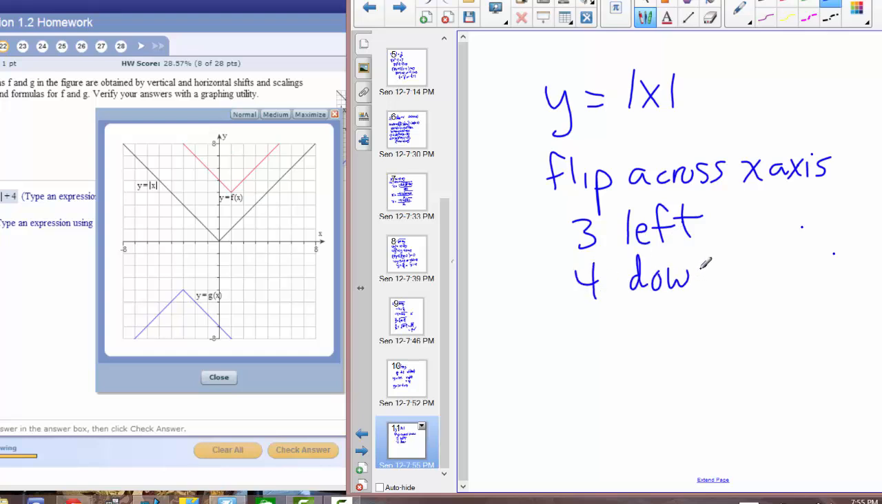So again, referring to page 21 of your text, flipping means you multiply by -1. Then moving 3 to the left would be x plus 3, and then 4 down is minus 4. So let's see how we did there.